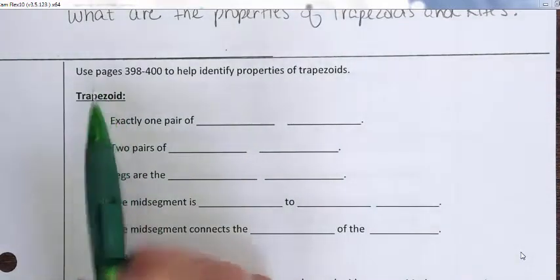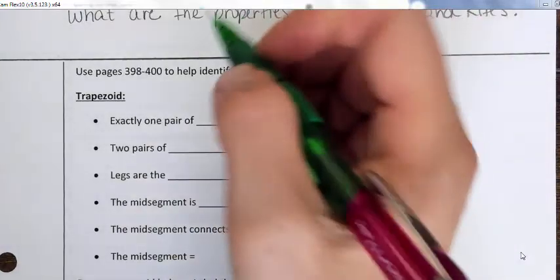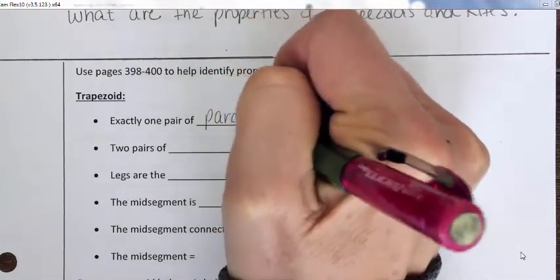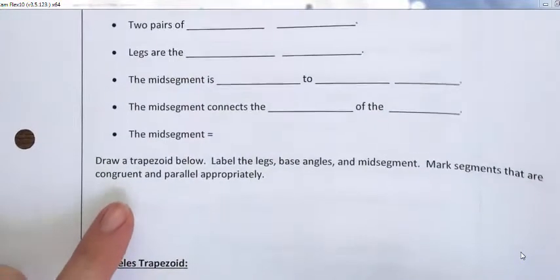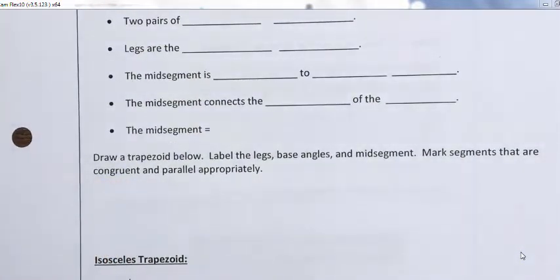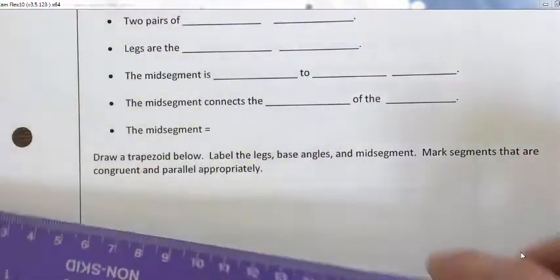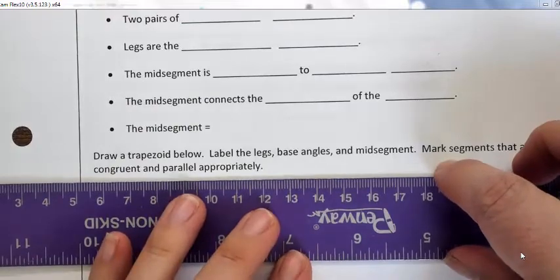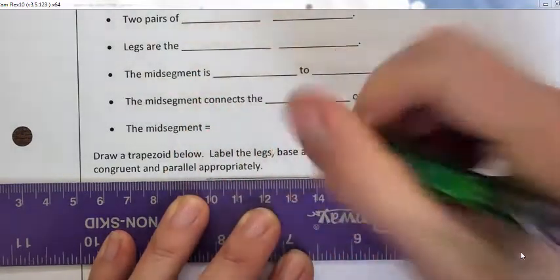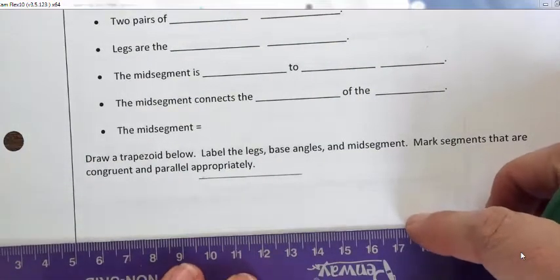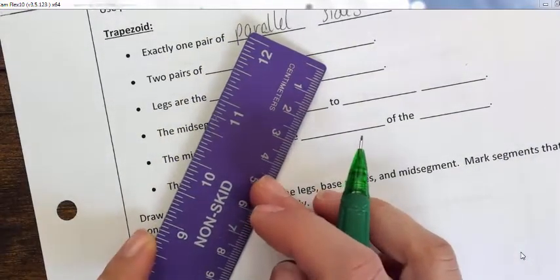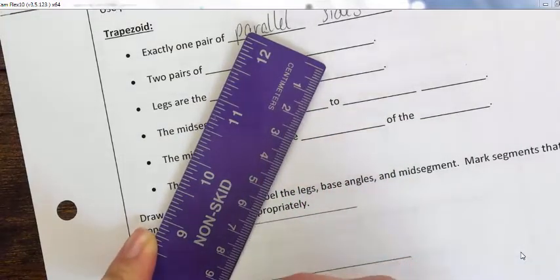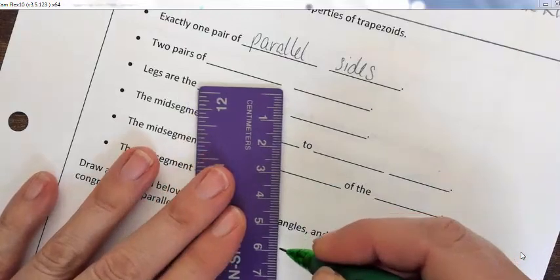So a trapezoid has exactly one pair of parallel sides. Okay, so down here, I say draw a trapezoid below. So I'm going to go ahead and show you what I mean as I do these, okay? All right, so one pair of parallel sides, we usually call those the bases. I'm going to try and make these not look the same, so maybe something like that.